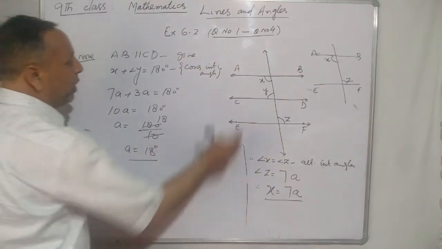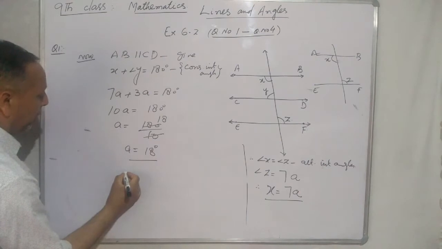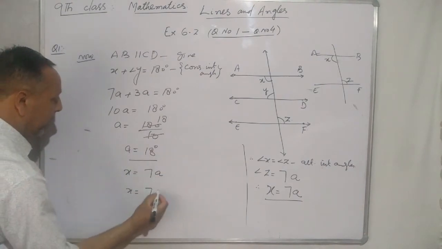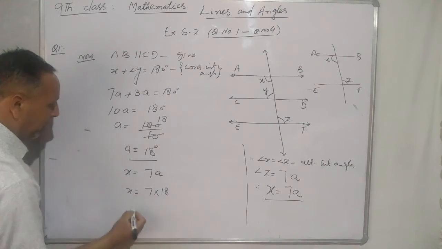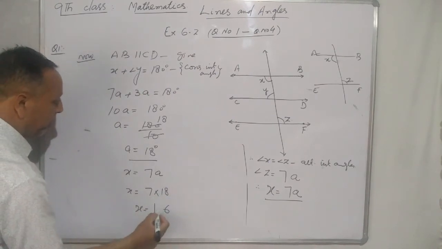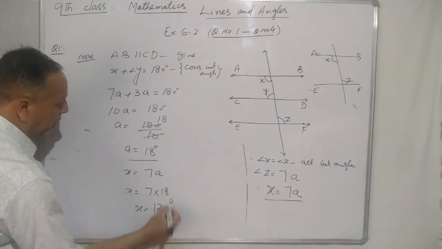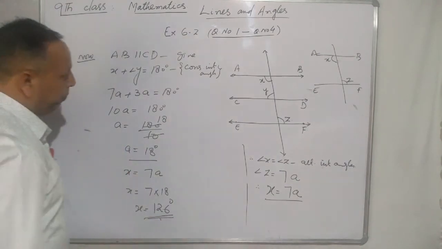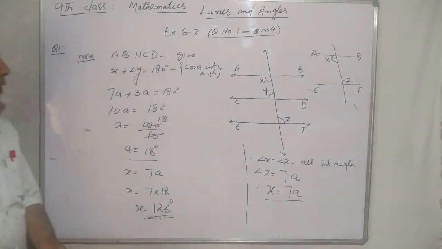Now a is equal to 18 degrees, we have to find X. Now X is equal to 7a. X is equal to 7 into 18 degrees. So X is equal to 126 degrees. This is the value of X. Note it down. Let us move to question number 3.